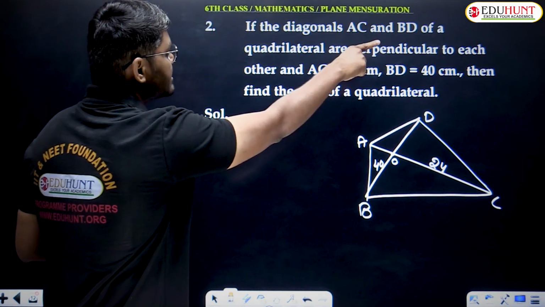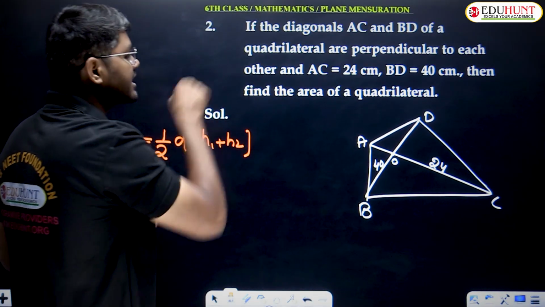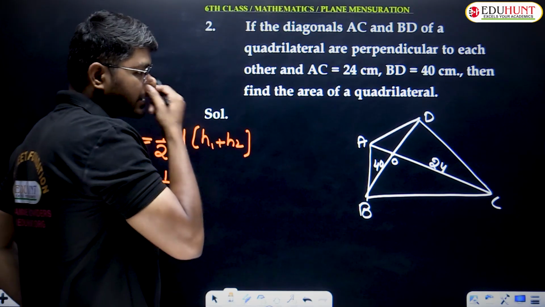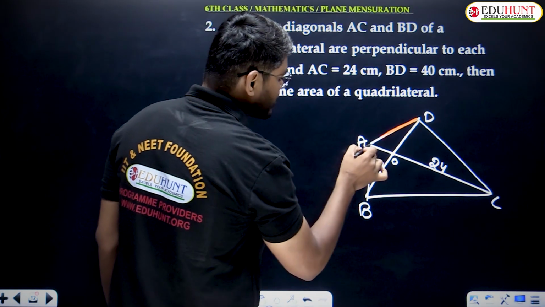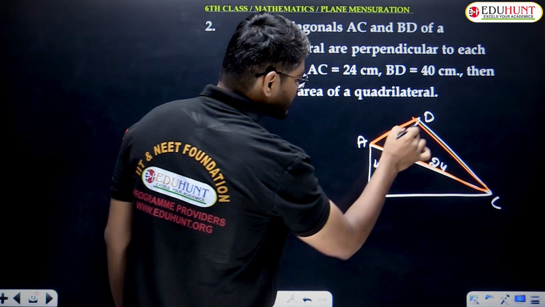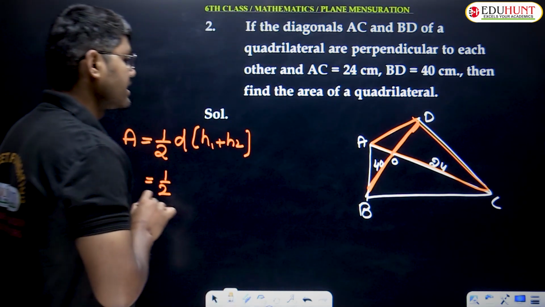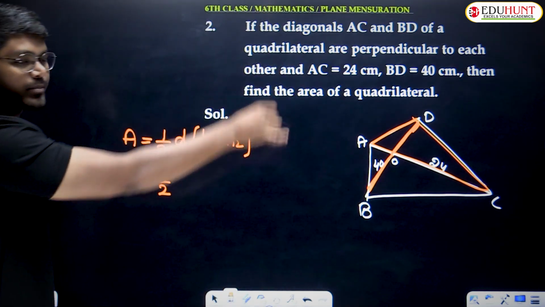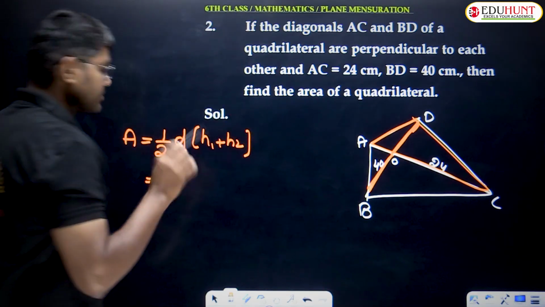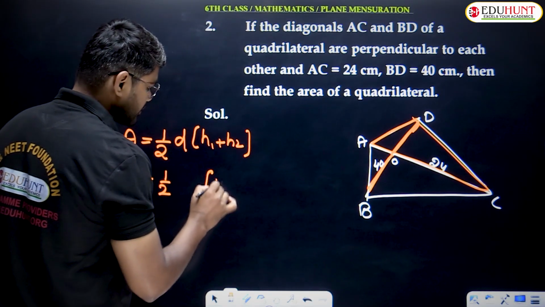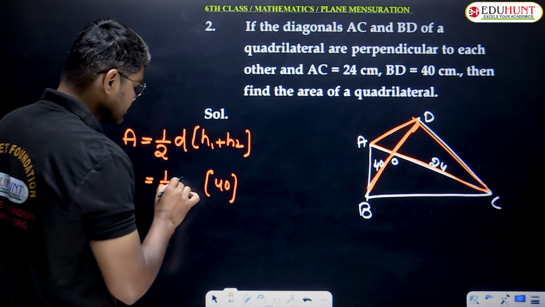Here AC and BD of a quadrilateral are perpendicular to each other. Perpendicular to each other means I have to find the areas of two triangles. This is one height and this is another height, because these two are perpendicular heights. The sum of those two perpendicular heights is 40. So this is 40, and the diagonal is 24.